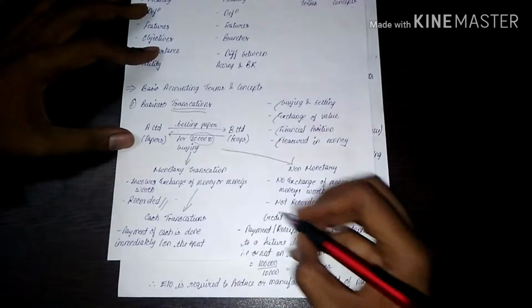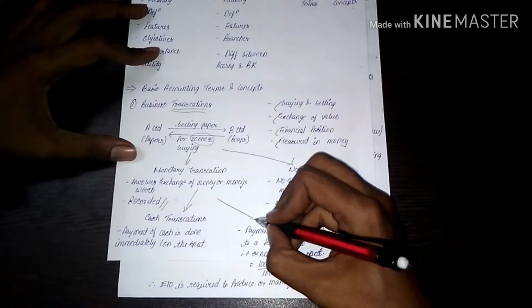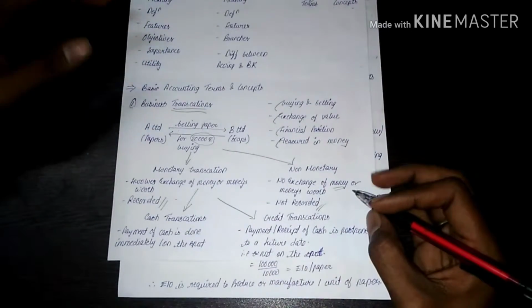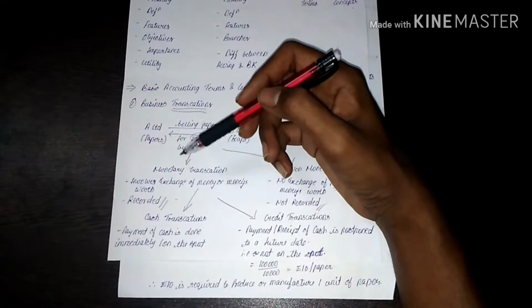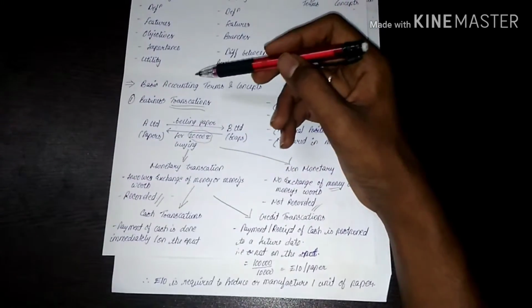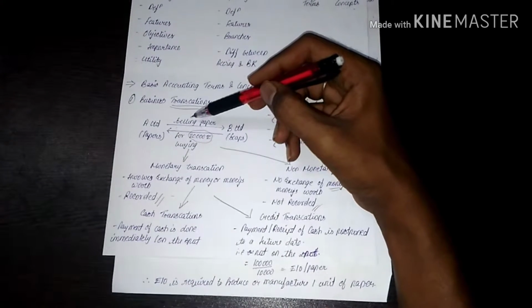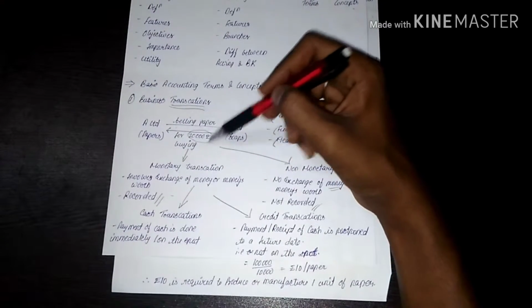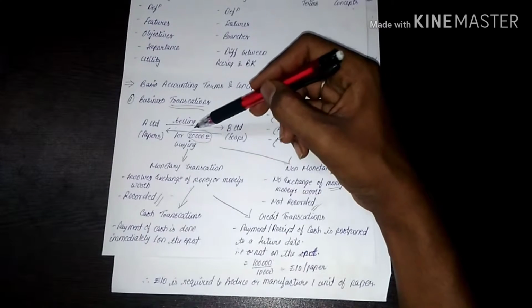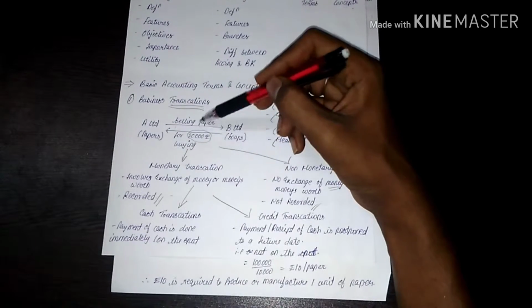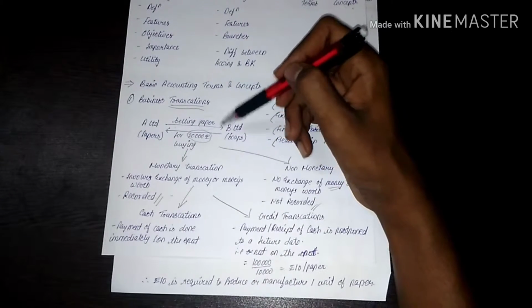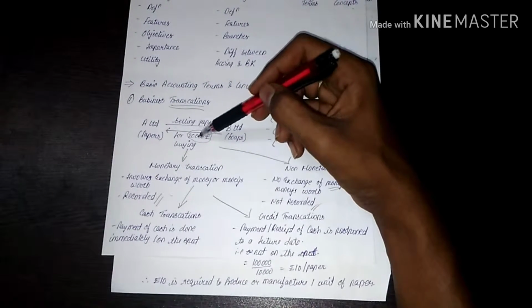First is cash transaction and second is credit transaction. Now, as the name suggests, cash transaction. So let us take an example itself. This example, for example, this is a cash transaction because there is an immediate exchange of money, or the money is exchanged on the spot, right? A Limited sold paper, B Limited gave 20,000 rupees.